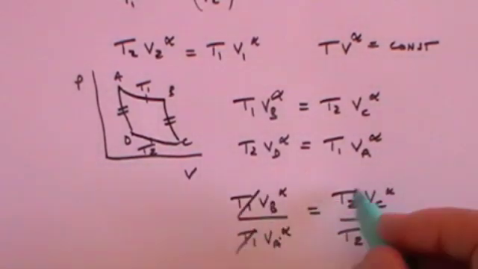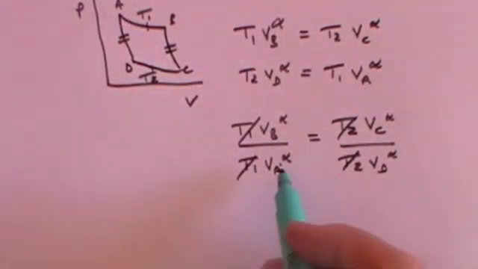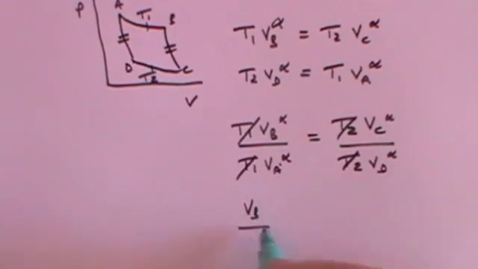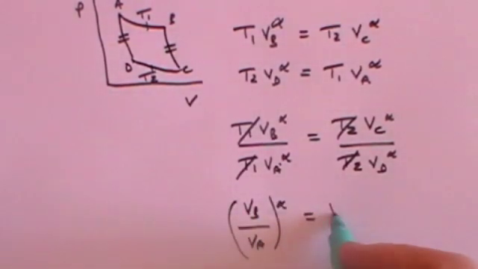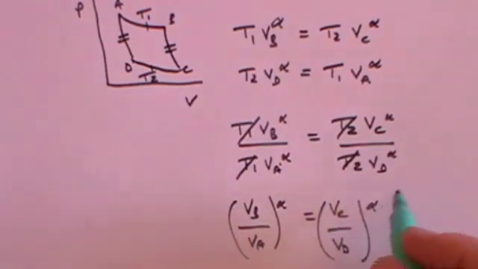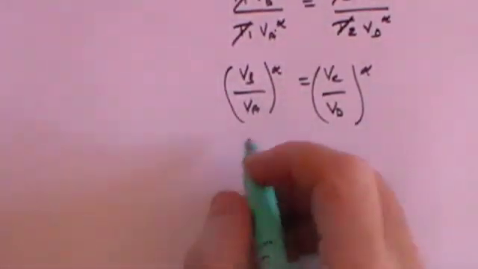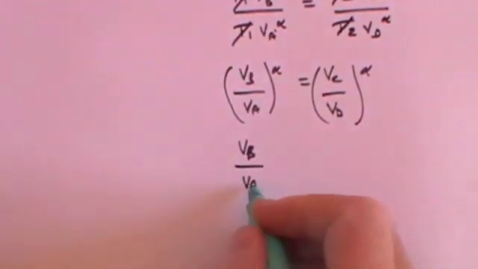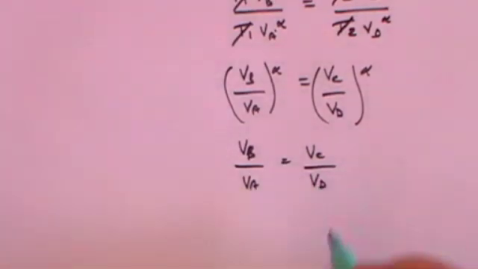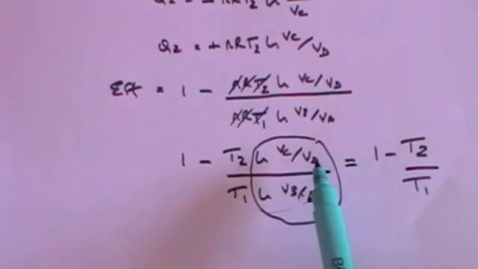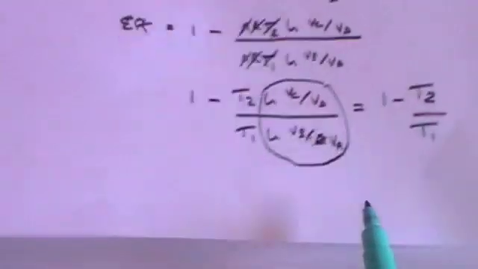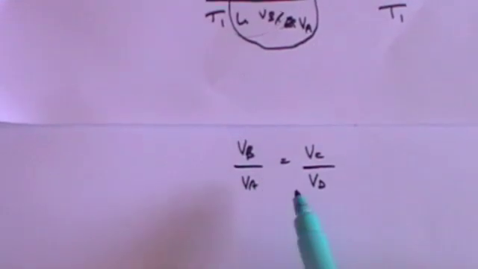Well, the T1s cancel, and now you get that VB over VA to the alpha is equal to VC over VD to the alpha. And that obviously means that VB over VA equals VC over VD. And if you look at the formula, in fact I'll just put it back up on the screen so that you can see it, that we had before, we had the log of VC over VD divided by the log of VB over VA. Well, VB over VA equals VC over VD, so those two terms are the same, so this is indeed equal to 1.